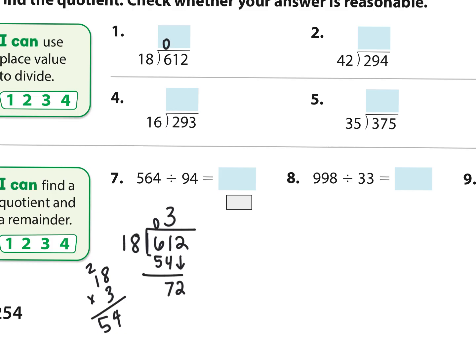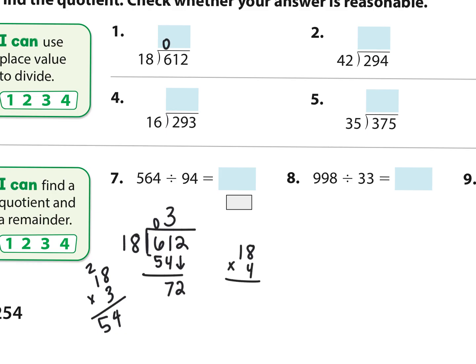Again, 18's pretty close to 20. So about how many 20s could go into 72? It's close to 80, so we could try 18 times 4. We already know 18 times 3 is 54, right? So we could try 18 times 4 and see if it gives us a number that works. If it's too much, then I will just end up with the remainder, and that's okay. Okay, so let's try 18 times 4.